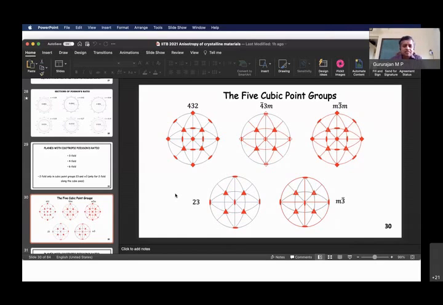Sorry, what is happening? I'm not able to. So this second rank tensor and fourth rank.